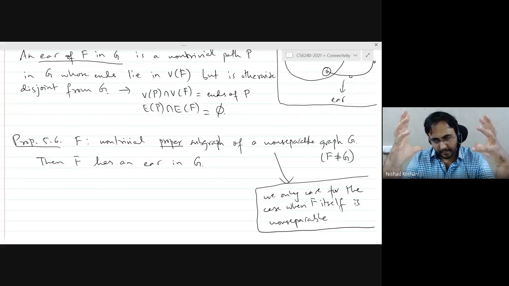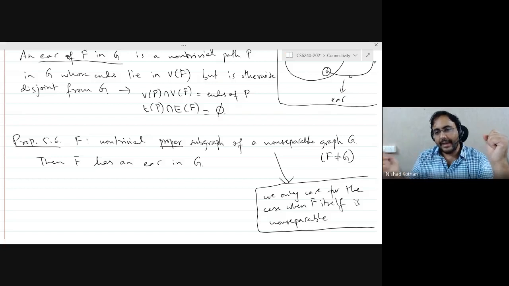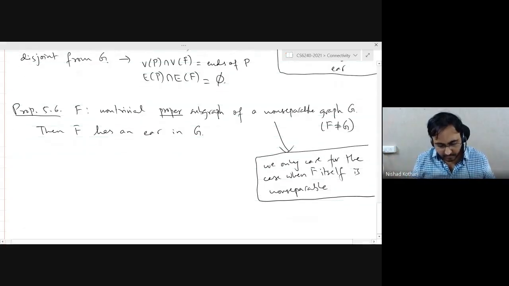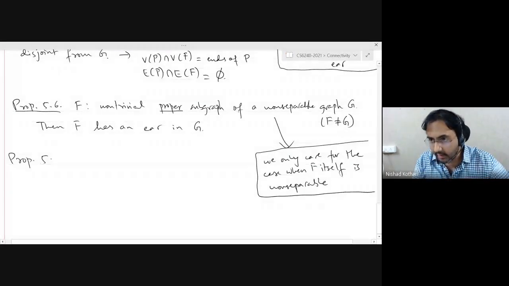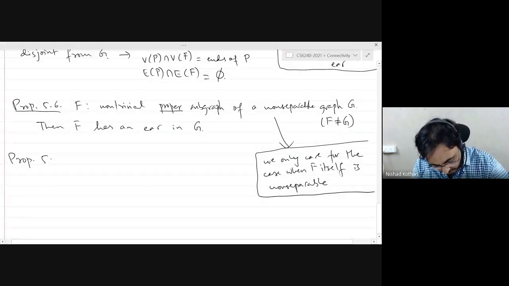Okay, so F is your subgraph and G is your big graph. What this proposition is saying is that there is always an ear in this graph with respect to the subgraph you have chosen. So there is always a path, an ear you can add to this subgraph. The next proposition will prove that when you add this ear, you will get another non-separable subgraph. Okay, so let me actually write down the next proposition before proving either of them. And we may not have time to prove them today. Proposition 5.7.